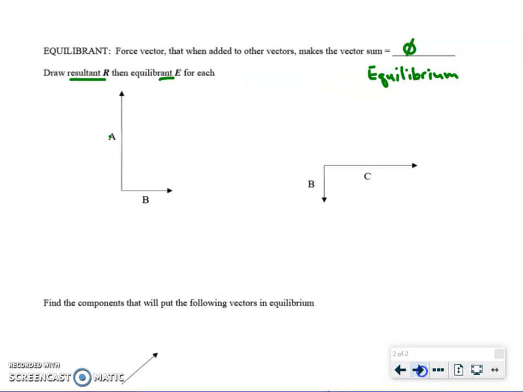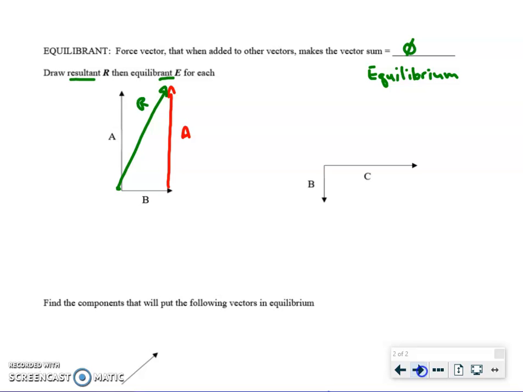In the first one, I want to draw the resultant. Please don't mindlessly do something like that. That is wrong. We don't just connect the 2 ends of that. We want to do tip to tail. So these are already connected tail to tail, so I'm going to move A and put it there. So the resultant is from the beginning of B to the end of A. There's my R. That's the sum of those 2.